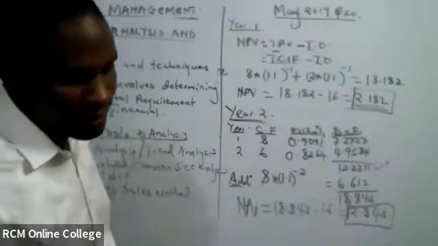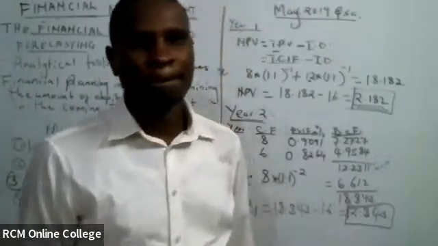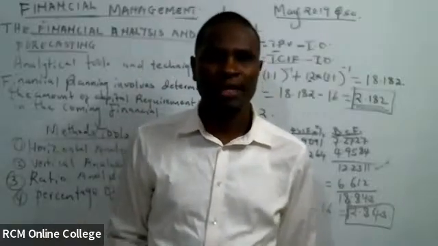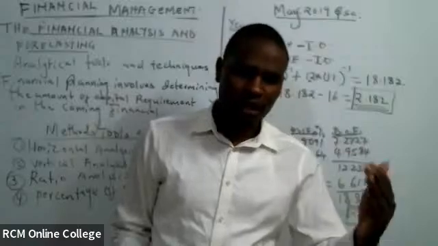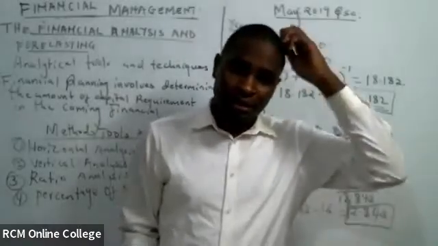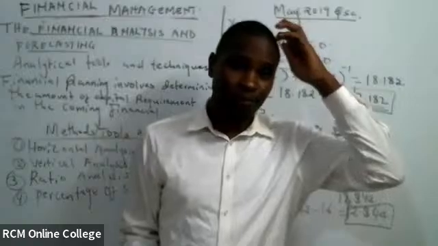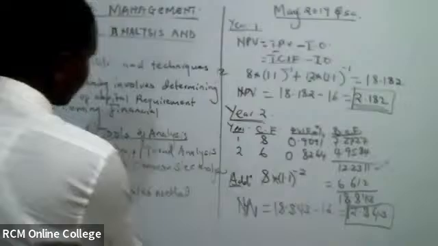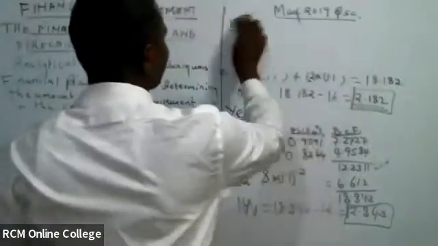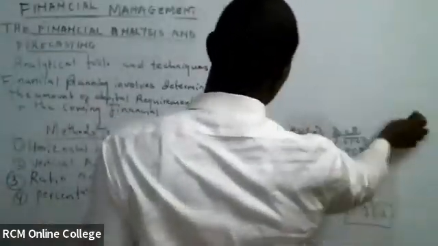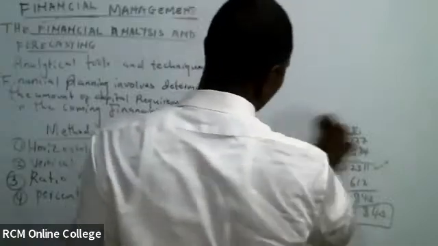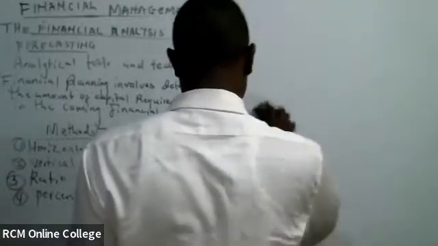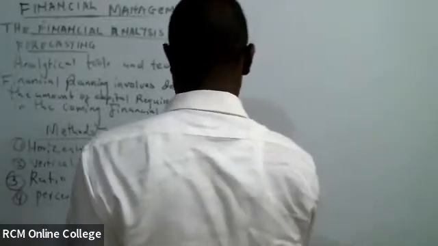common size analysis, you're going to express all the items of income and expenses as a percentage of sale. This is what we mean by that. So this is the simplest method. The simplest method hapa is this one.